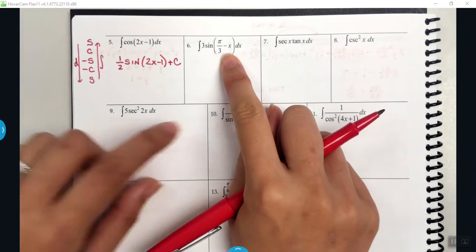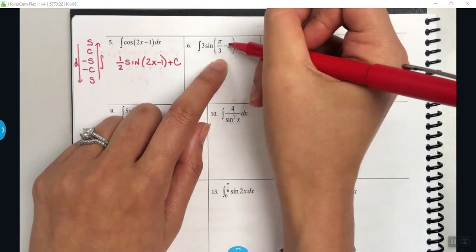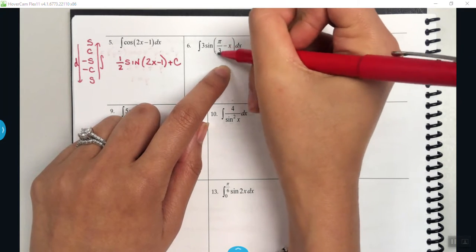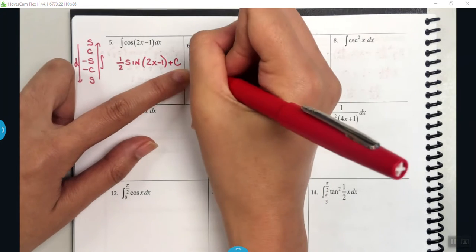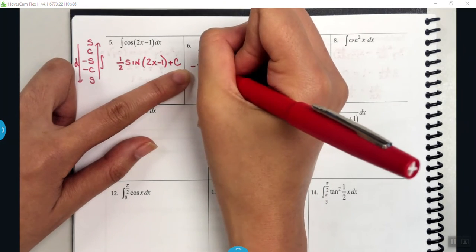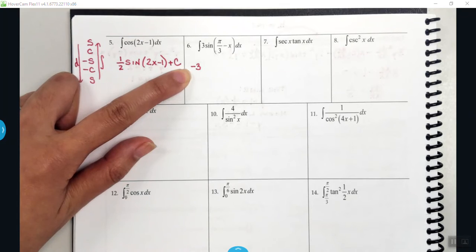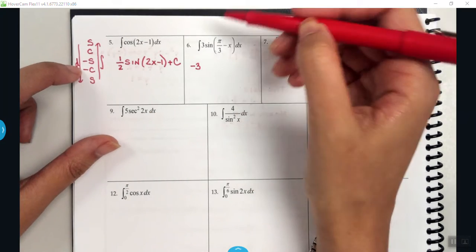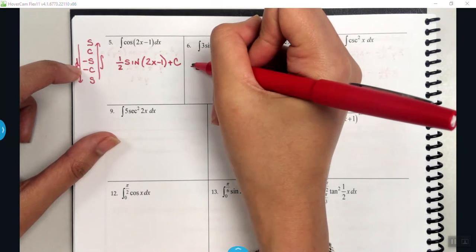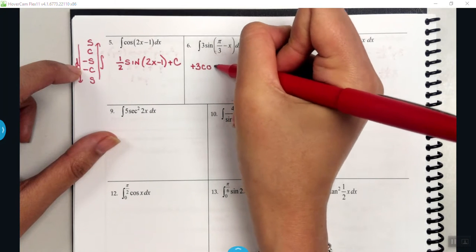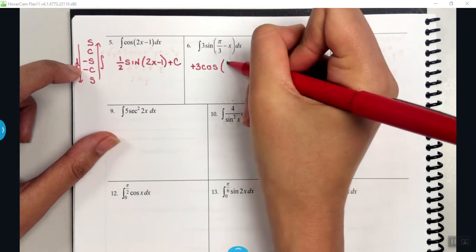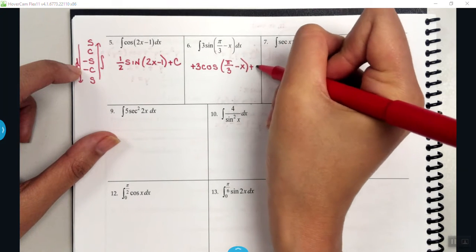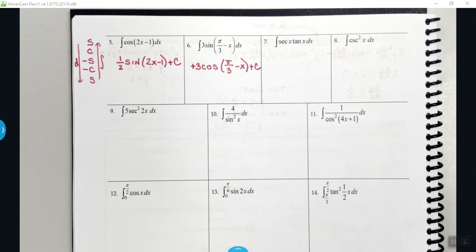6. This is also a linear function. What's the derivative of my inside? Negative 1, so let's pull out a negative 1, and then pull out the 3 as well. The integral of sine is negative cosine, so we'll make that a plus 3 cosine. And then go back to pi over 3 minus x plus c.